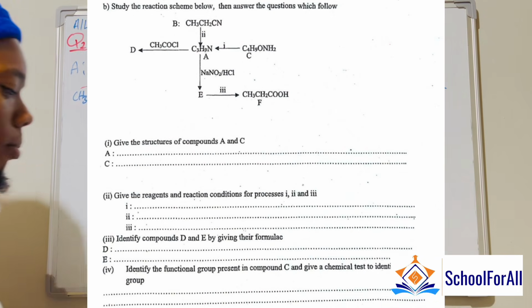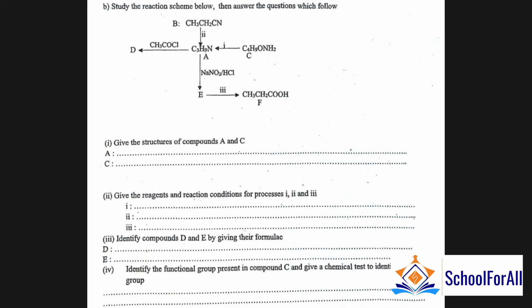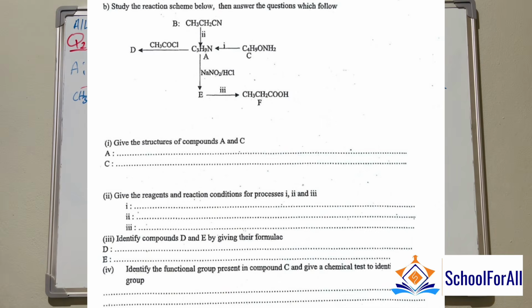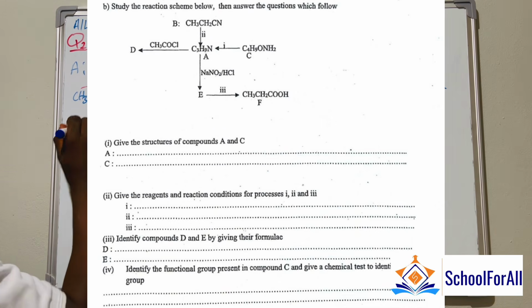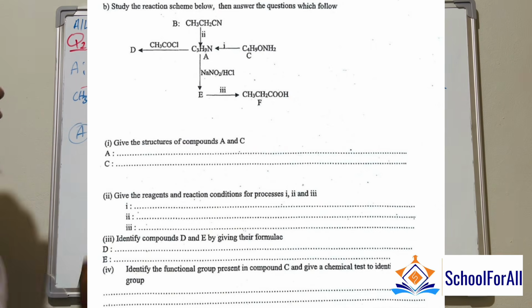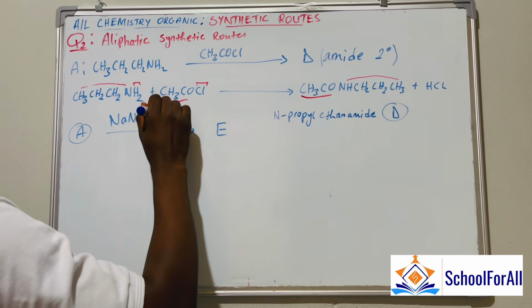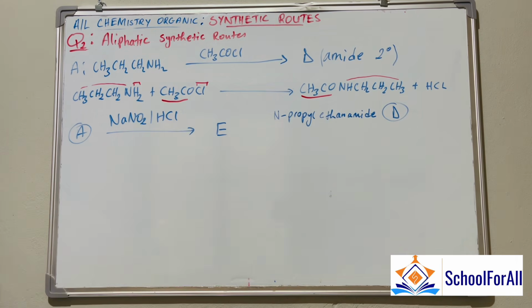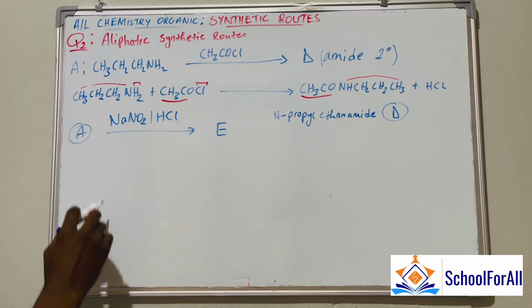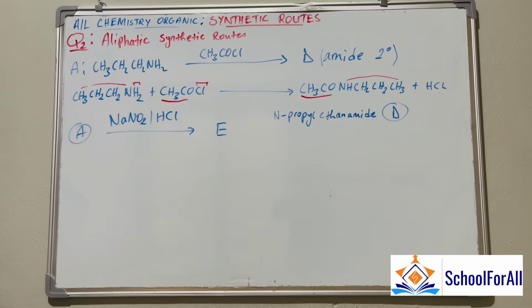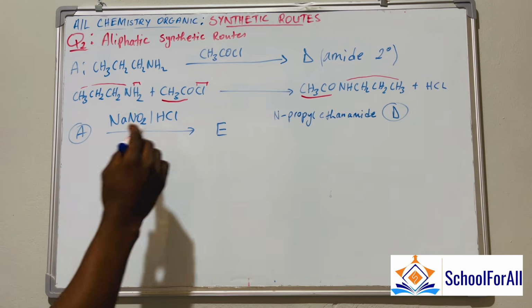That's the name of my compound D. Now, after that we are converting compound A to a compound E and lastly to a compound F. So first of all, converting compound A into a compound E by passing it through sodium nitrite and hydrochloric acid. So we call it what? The nitrous acid reagent.